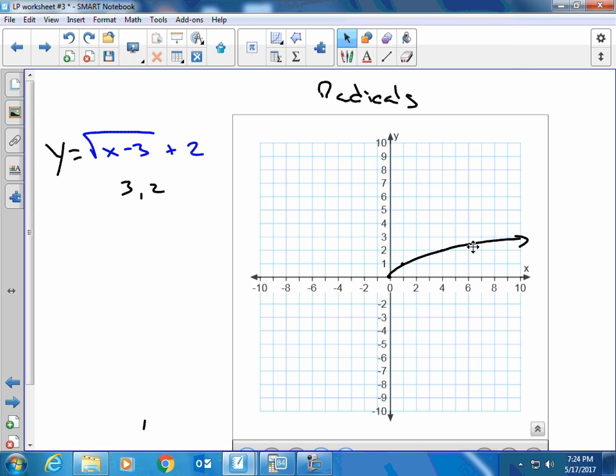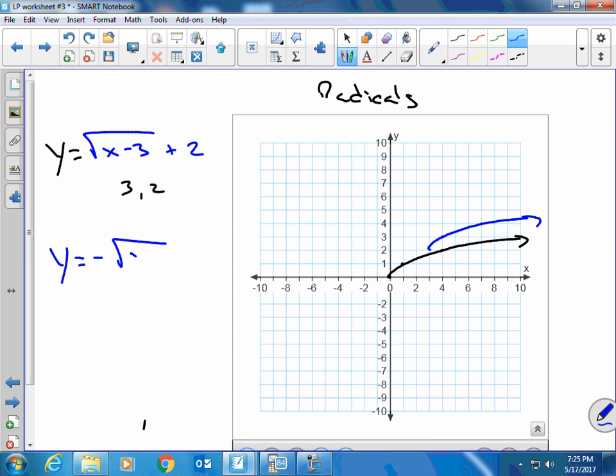So in blue, here's my new starting point. Up 2 and right 3. From there I start by going over 1 and up 1. Over 4 and up 2. Over 9, which goes off my graph, and up 3. And I've got my new graph. Okay? All right, let's do one more.